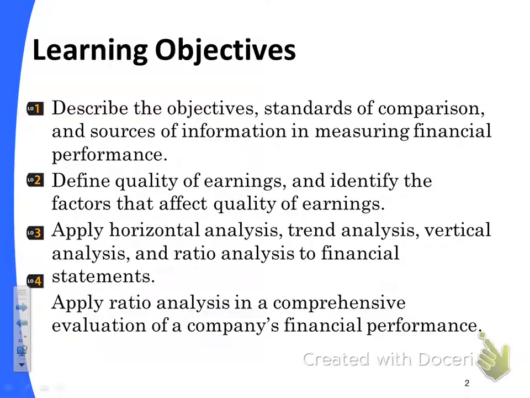So our learning objectives for Chapter 13 are to describe the objectives, standards of comparison, and sources of information in measuring financial performance, define the quality of earnings, and identify factors that affect the quality of earnings. Then we're going to look at applying horizontal, trend, and vertical ratio analysis, and we're going to look at doing other types of ratio analysis to evaluate financial performance of companies.